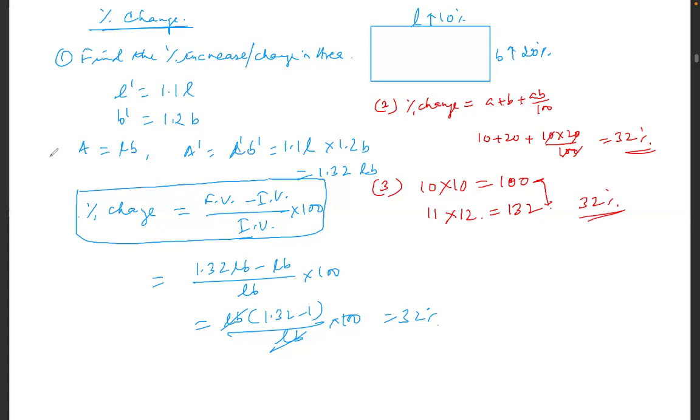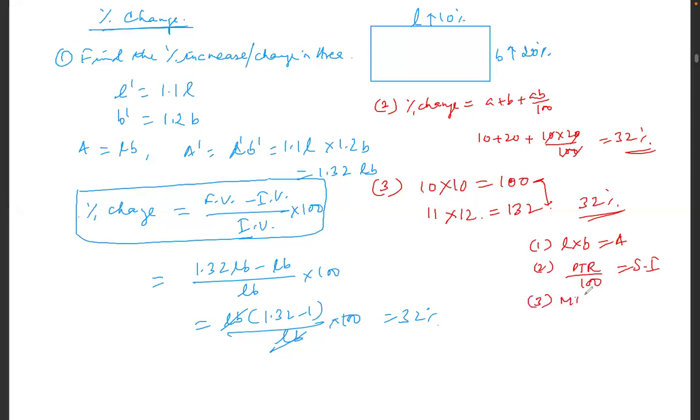Now, where all you can apply this concept? Wherever product of two quantities is equal to a third quantity. For example, length into width is equal to area. PTR by 100 is equal to simple interest. Now, one quantity is kept constant. Only two are variable quantities. And that's why this is applicable. If all three are changing, then this concept is not applicable.